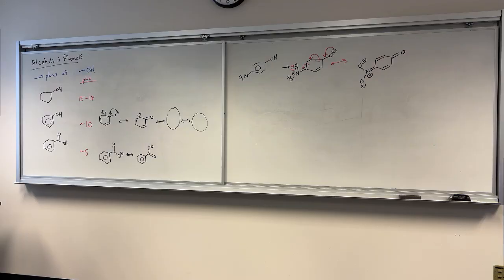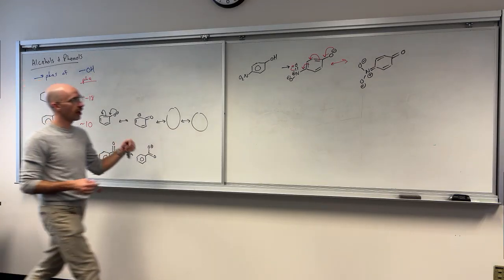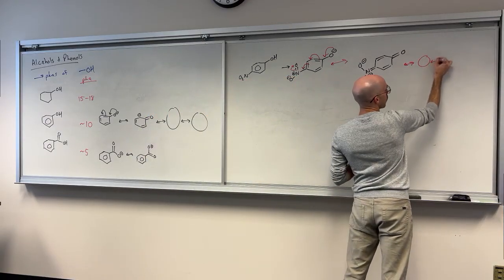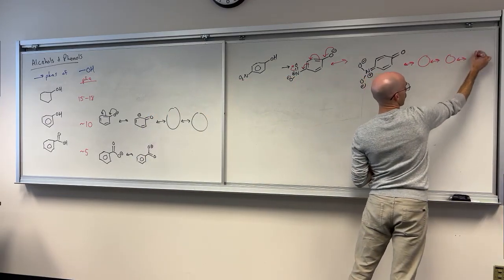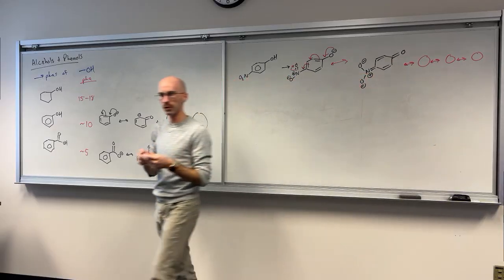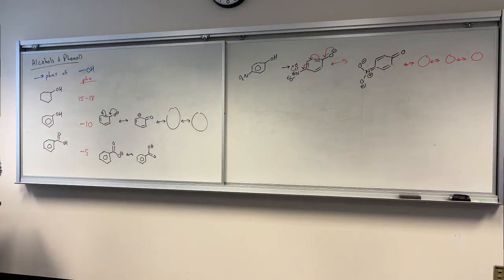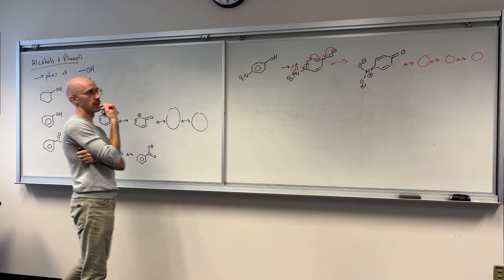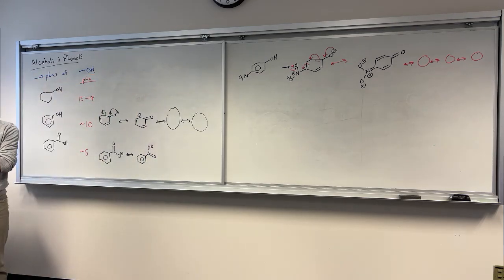So now I have an additional resonance form. I still have the 3 resonance forms where the carbons in the ring hold the charge. But I've got this additional resonance form where the nitro group holds the charge.